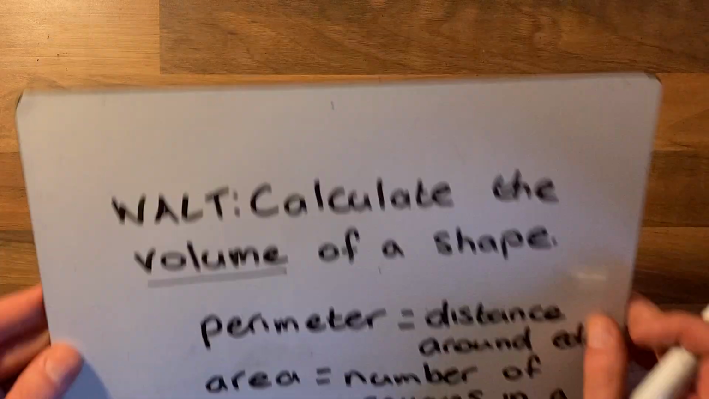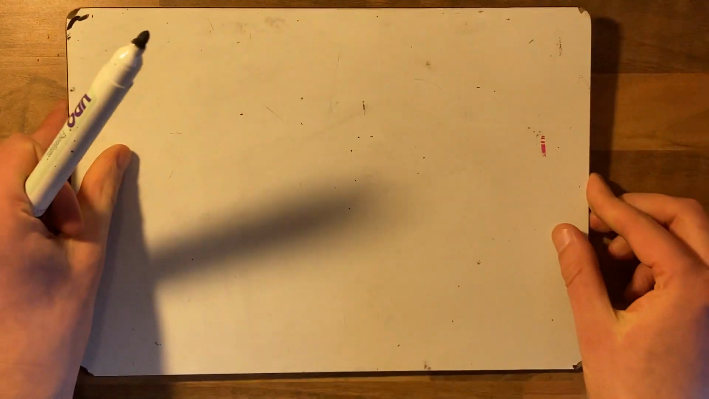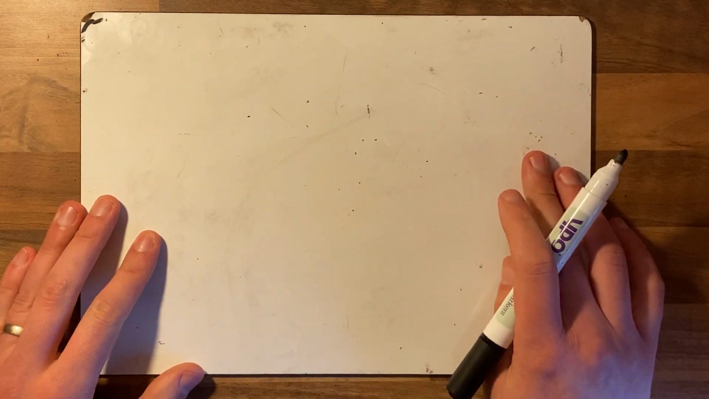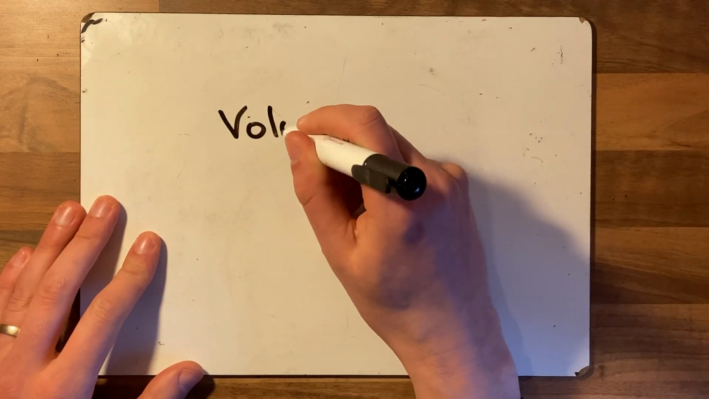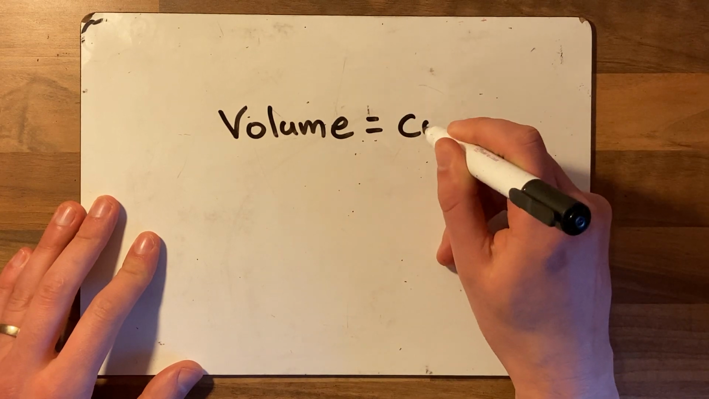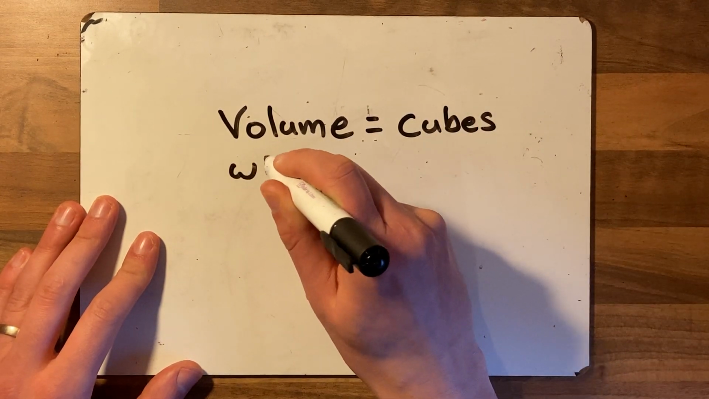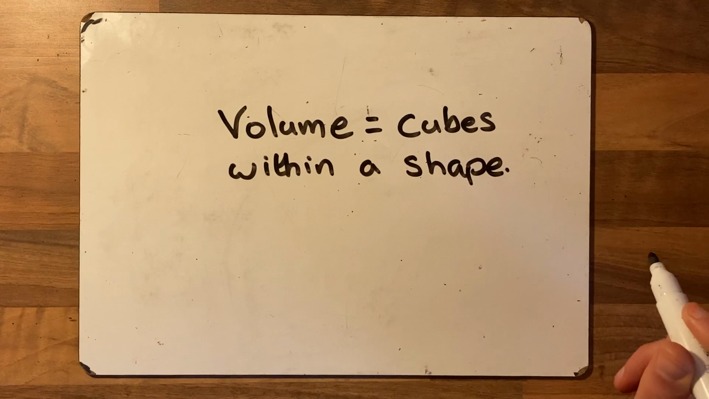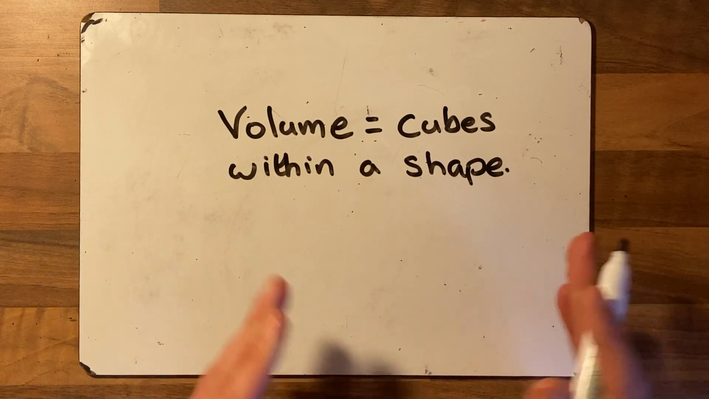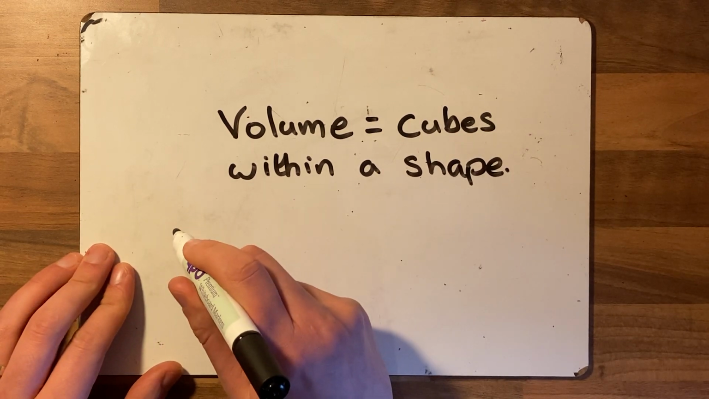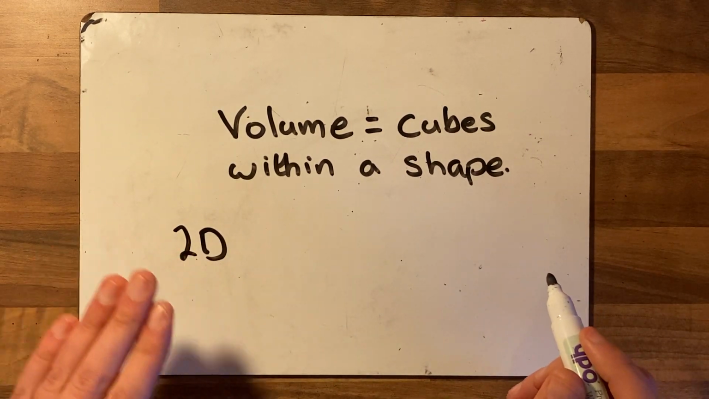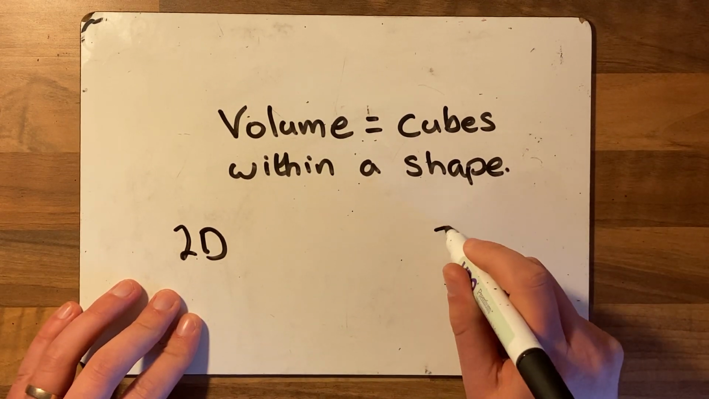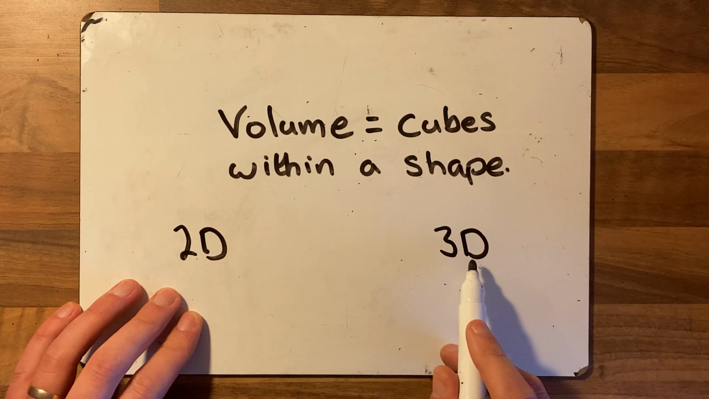So what is volume? Volume basically is the number of cubes within a shape. Okay, so area was the number of squares within the shape. Volume is the number of cubes within a shape. So we need to change our focus and thinking from last week with perimeter and area. The shapes were 2D, they were in 2 dimensions, whereas volume, we're looking at 3D shapes in 3 dimensions.